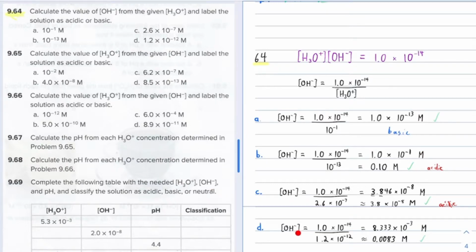And finally, part D, the proton concentration is 10 to the minus 12. And solving for the hydroxide concentration, we get 8.3 times 10 to the minus 3. And that's going to be much bigger than the proton concentration, so you've got more hydroxides. This one is going to be basic.